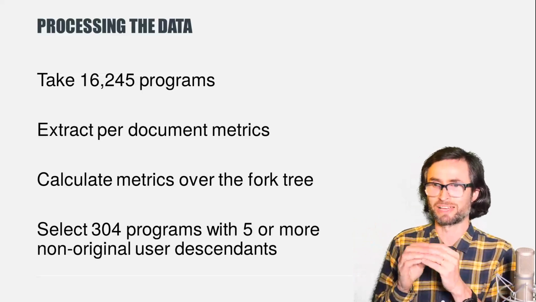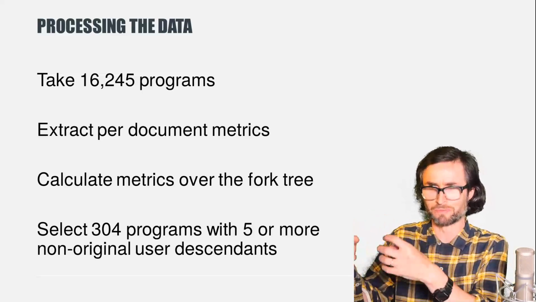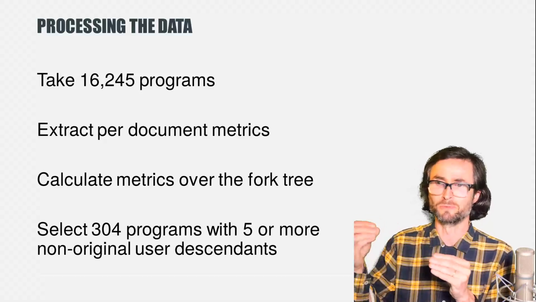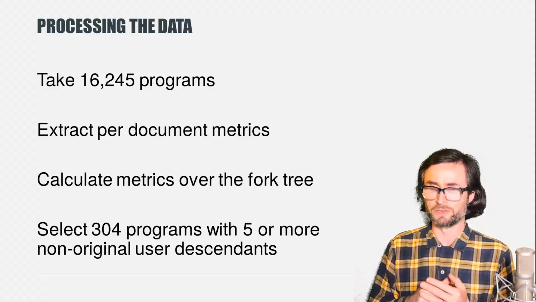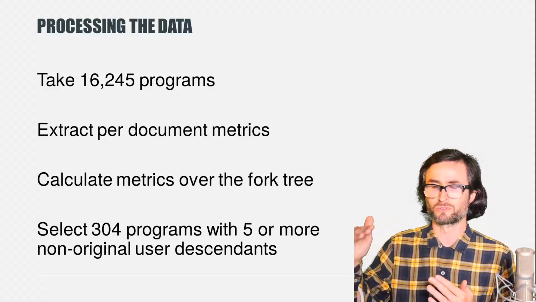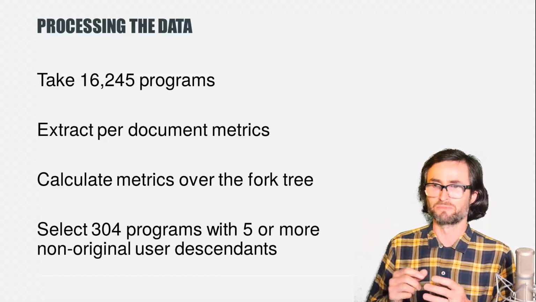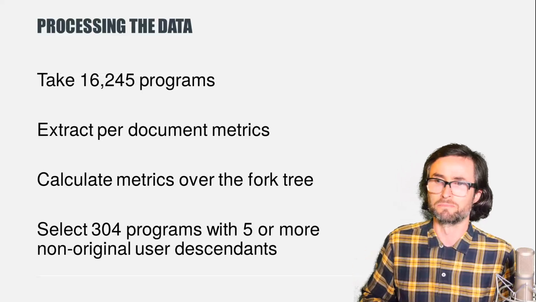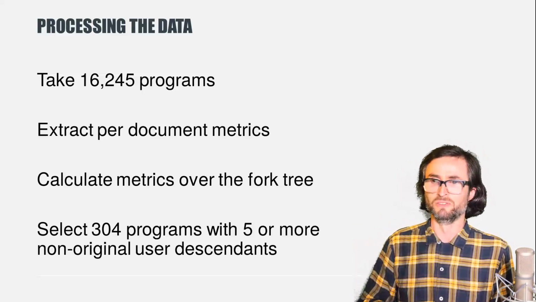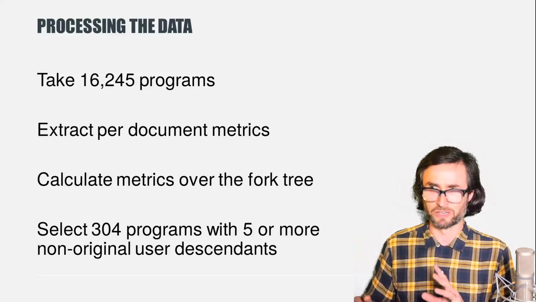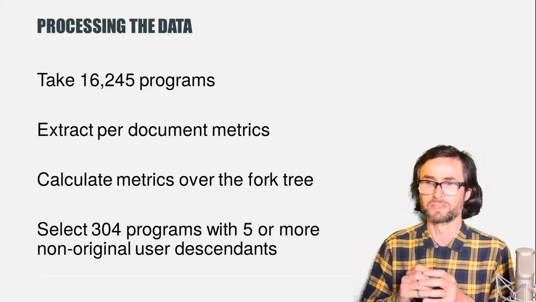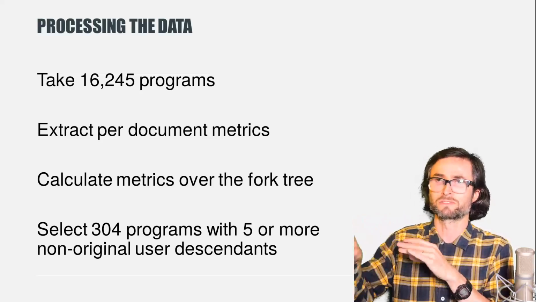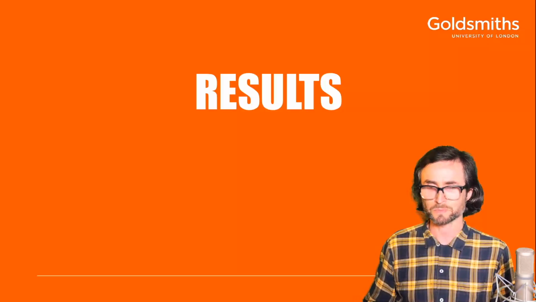Because as instructors we tend to fork our own programs lots of times and refork them, what we wanted to do was look at other people forking our programs. So we came up with this simple way of filtering it down to a solid number of programs that have been reused a lot, and we came up with this idea of 5 non-original user forks. Okay, so that gave us 304 programs, but of course for each of those we were analysing the whole fork tree of thousands and thousands of other programs.